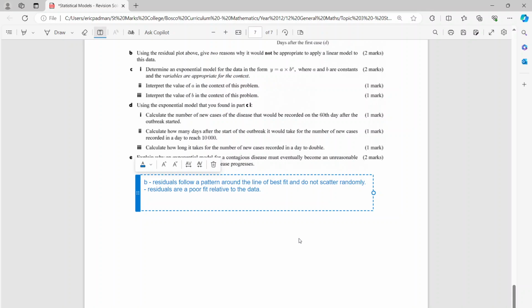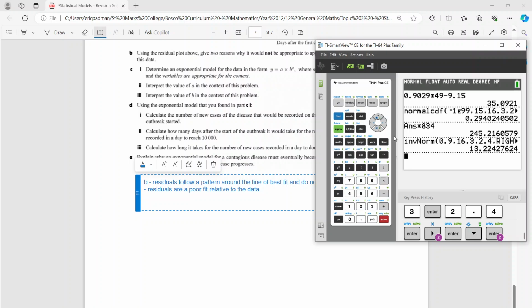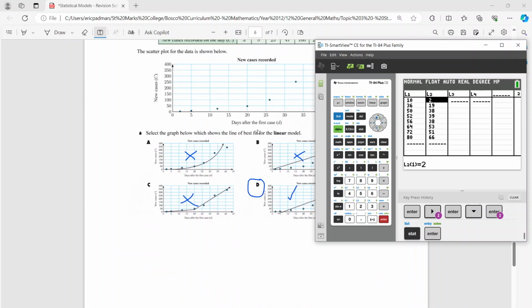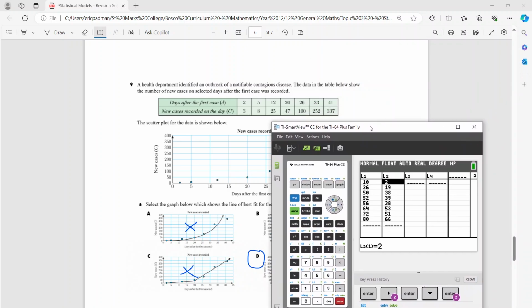Determine the exponential model for the data and interpret the constants in context. So now we do have to pull our calculators out. We haven't done the exponential one yet. So let's go to edit. Scroll back up. Get that data in. Delete. 2, 5, 12, 20, 26, 33, 41. Okay. 3, 8, 25, 47, 100, 1, 2, 5.